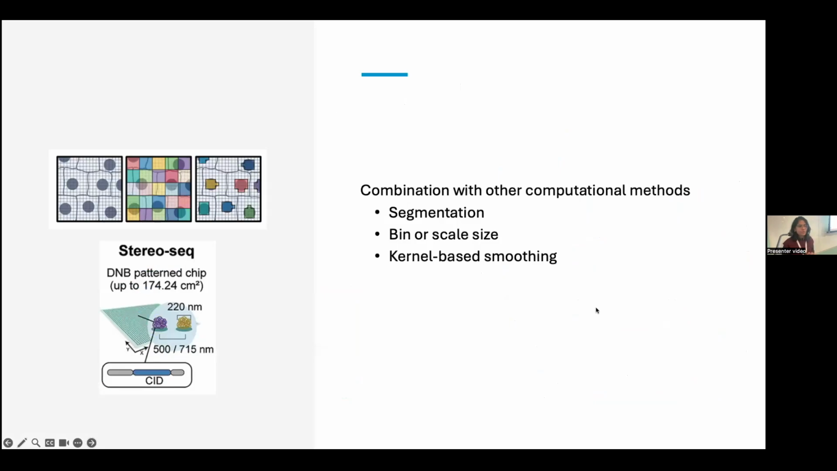Okay, now this one. I know that when we start to do things spatially, everything comes into a mix. So then you have the question of segmentation. How is segmentation going to affect my spatial clusters? How is the bin size or my scale size going to affect what kind of kernel smoothing? Now, this is a problem I find when you're doing tissue microarrays.